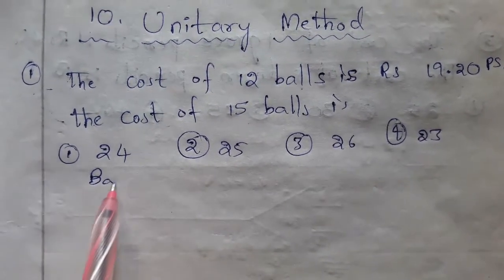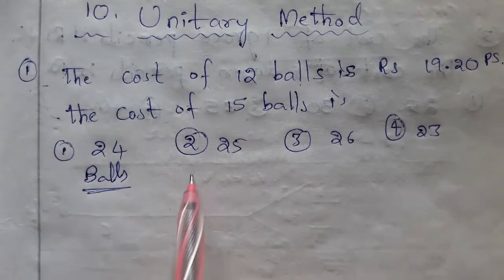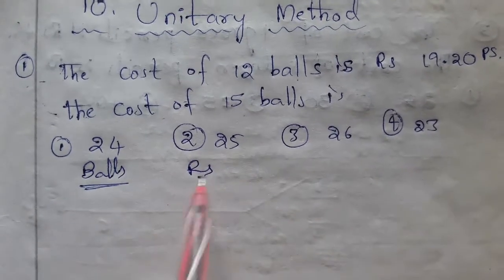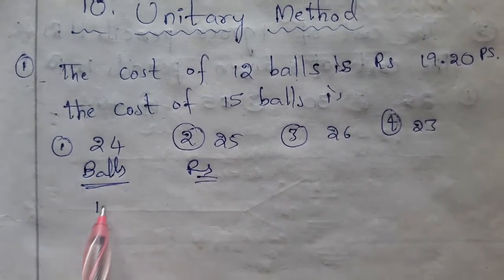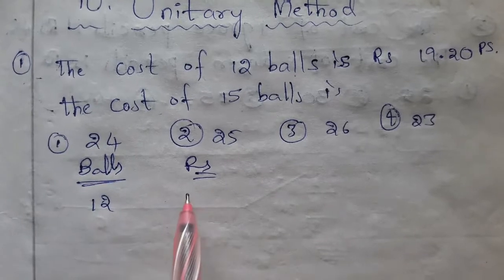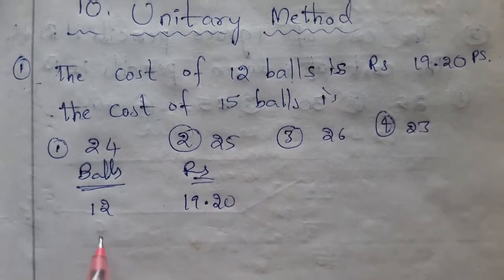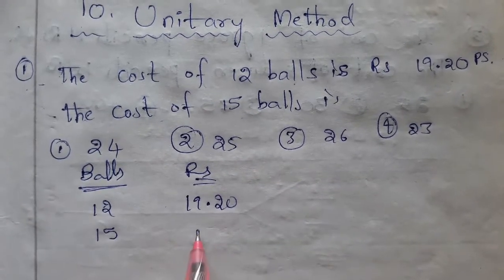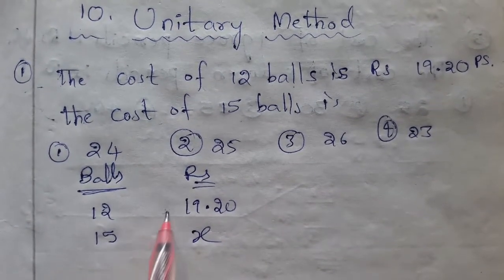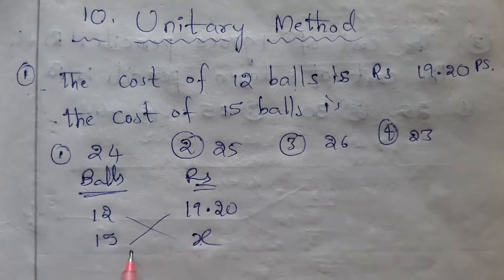This side is balls, this side is rupees, isn't it? So the cost of 12 balls is how much? The cost of 12 balls is 19 rupees 20 paise. Now what are you asked? The cost of 15 balls. So we don't know that. Now take the cross multiplication, isn't it?